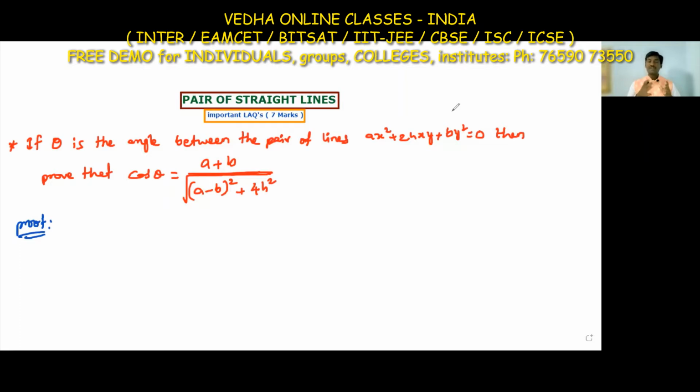So here the theorem is: if theta is the angle between the pair of lines ax square plus 2hxy plus by square is equal to 0, then prove that cos theta is equal to a plus b divided by under root of (a minus b) whole square plus 4h square. So what is given here? Given pair of lines.